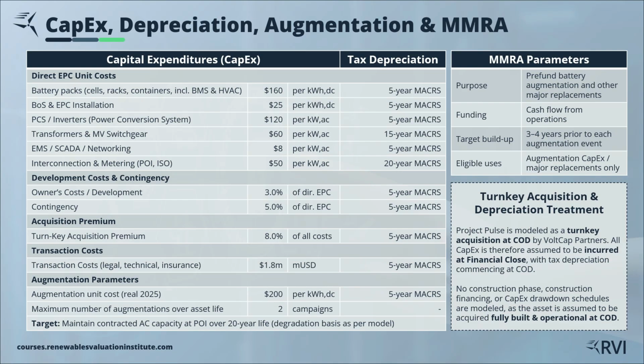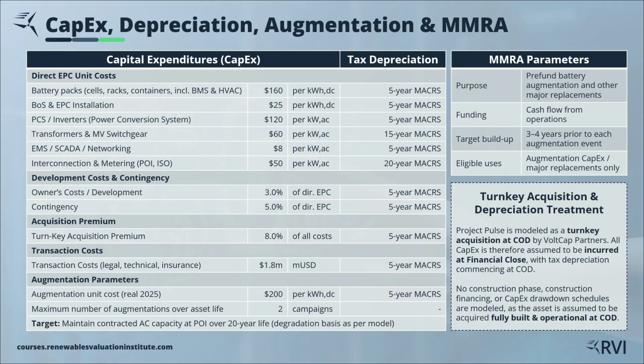In the information memorandum, you find the full CapEx picture we are going to implement. And in this lesson, we will focus on 4 building blocks. The first block covers our direct EPC unit costs. Things like our actual batteries, the power conversion system, transformers, the energy management system, and interconnection costs.